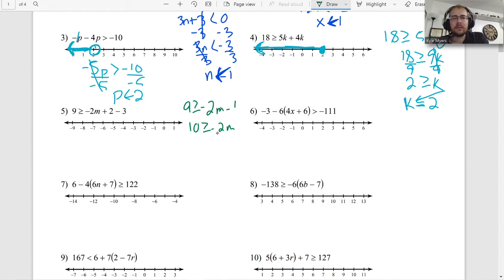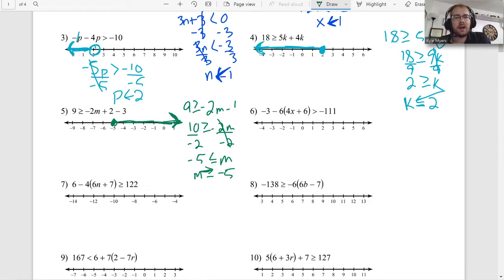Let's go ahead and just solve this. So negative 2, negative 2. I'd have to flip the sign. So negative 5. And then if I want to put the letter on the left, which I always do, then I have to flip the sign back. Okay. This one's going to the right, starting at negative 5, including negative 5.